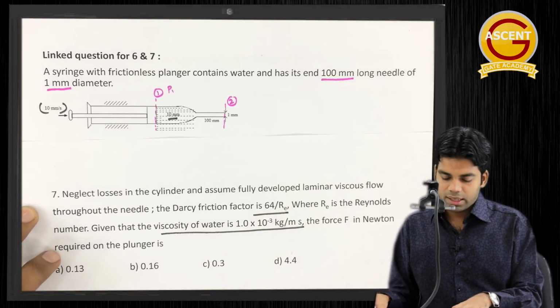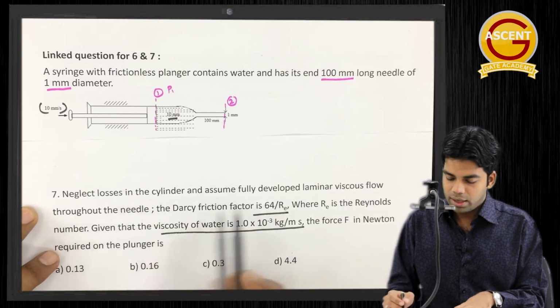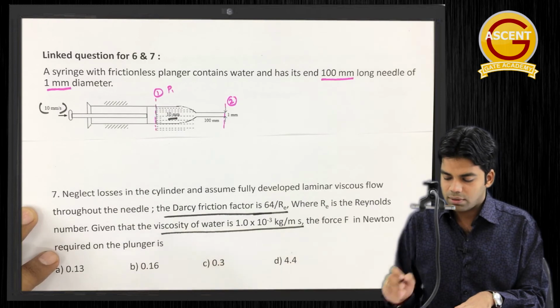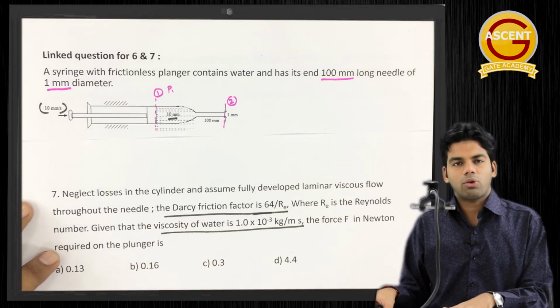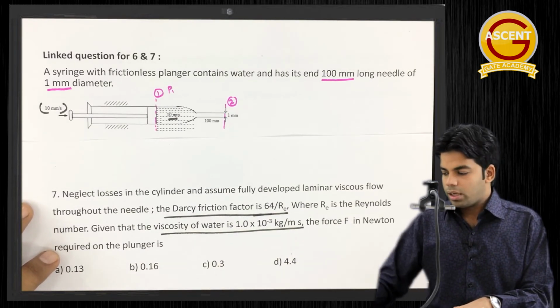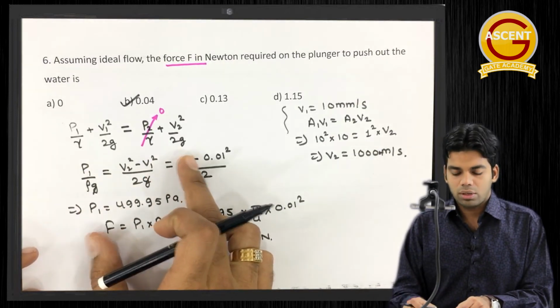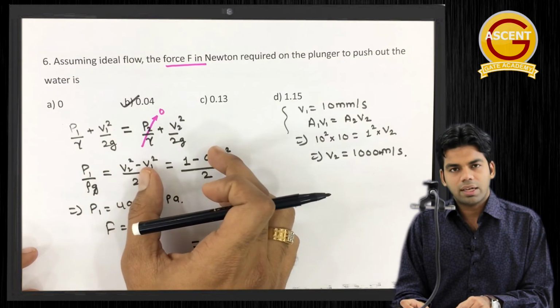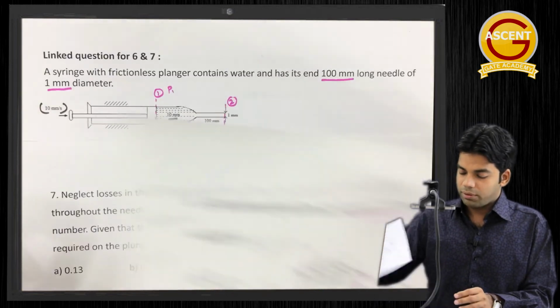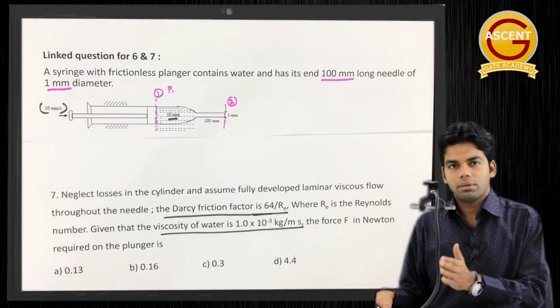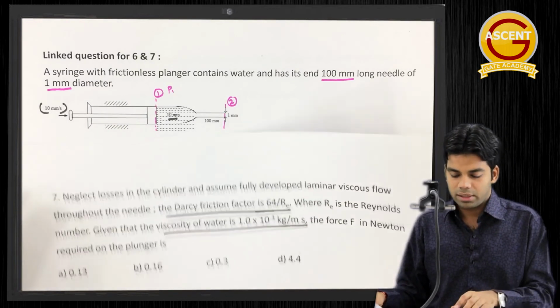Now we are neglecting the losses and assuming fully developed flow. Here the Darcy friction factor is given. That means there is a head loss due to friction. In the earlier case we were not considering any head loss; total initial energy was equal to total final energy, Bernoulli's equation. But here we are considering the head loss, so obviously that head loss, HF, will be added in the final energy.